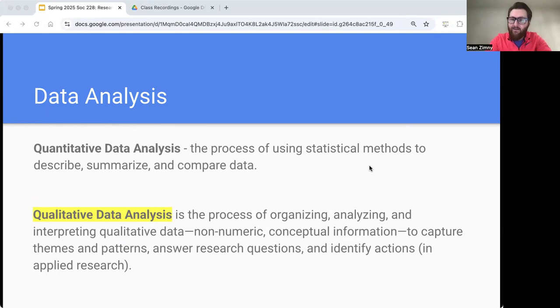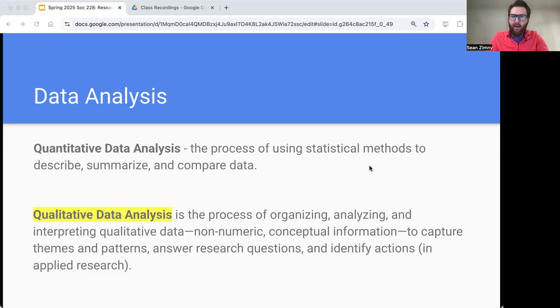So that quantitative data analysis that we've already talked about is that process of using statistical methods to describe, summarize, and compare data. So using SPSS, using descriptive data, cross tabulations, correlations, ANOVAs, t-tests, regressions, those things we talked about on the stats side. But now there's this qualitative data analysis component that we're going to talk about as well.